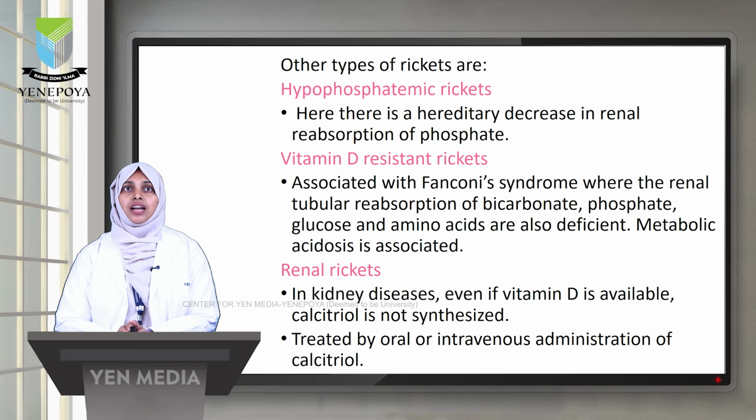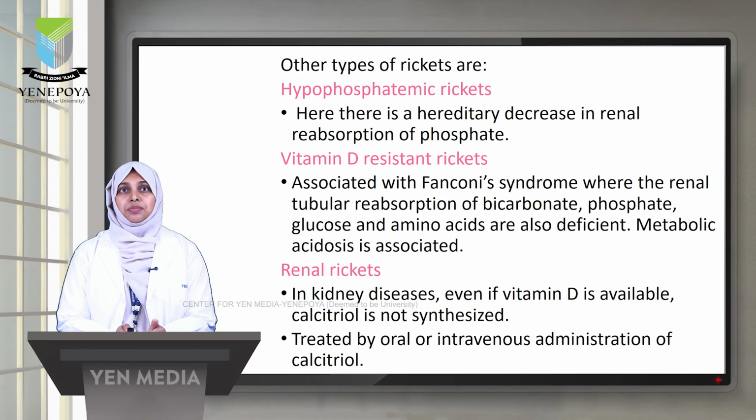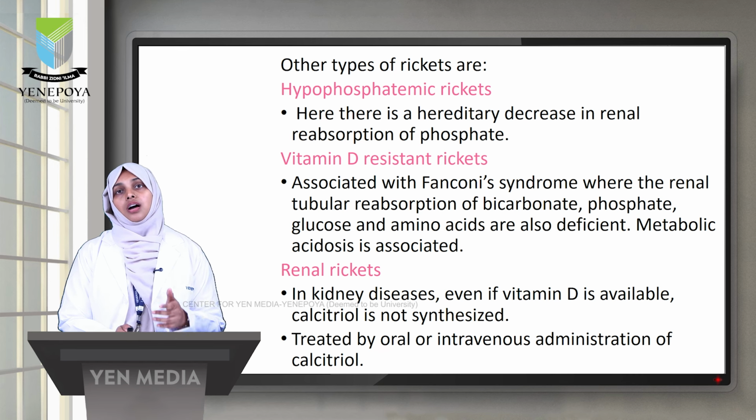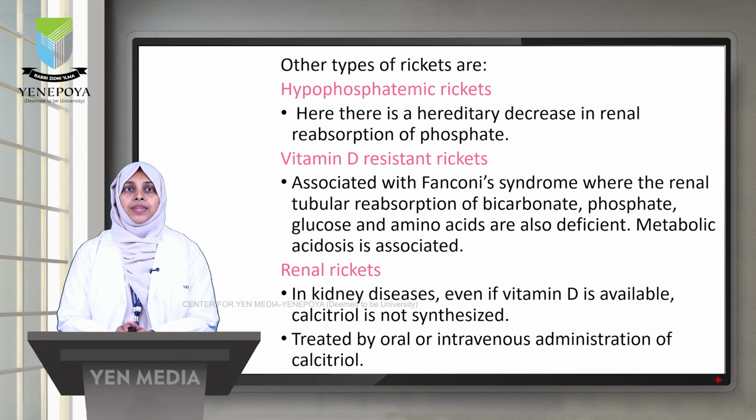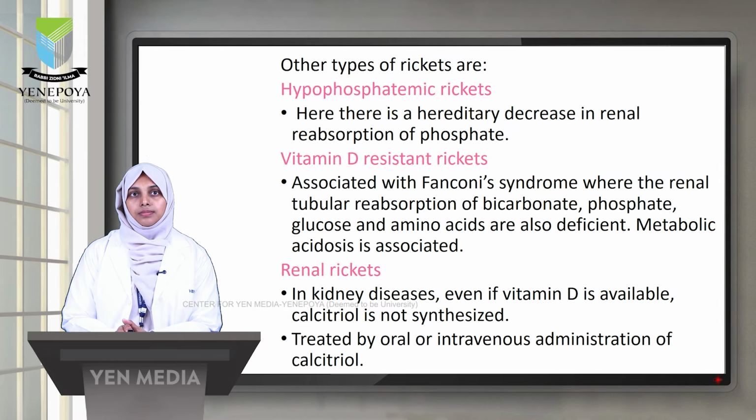Other types of rickets are hypophosphatemic rickets. Here there is a hereditary decrease in renal reabsorption of phosphate, and vitamin D resistant rickets. This is associated with Fanconi syndrome, where the renal tubular reabsorption of bicarbonate, phosphate, glucose and amino acids are also deficient, and metabolic acidosis is also associated with this. Renal rickets. In kidney diseases, even if vitamin D is available, calcitriol is not synthesized. So it can be treated by oral or intravenous administration of calcitriol.